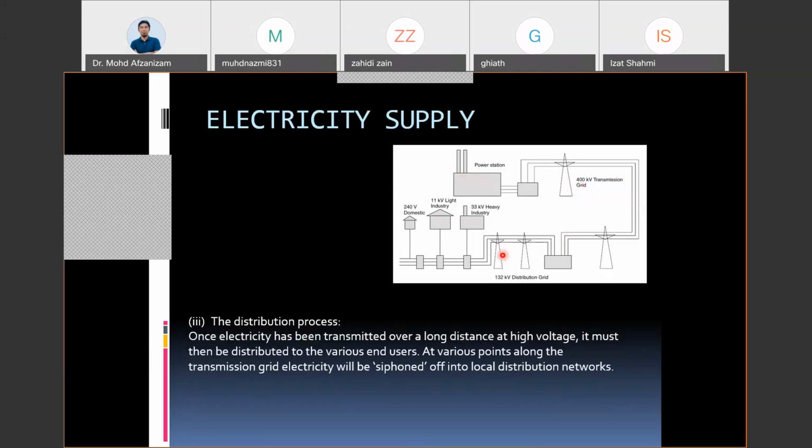Okay, distribution process. Once the electricity has been transmitted over a long distance at high voltage, it must then be distributed to the various end users. At various points along the transmission grid, electricity will be spawned off into a local distribution network. After the transmission grid, it goes to the distribution grid, and then is delegated to the users accordingly, I mean the domestic users and heavy industry.